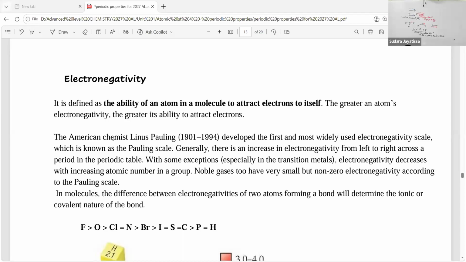Generally, there is an increase in electronegativity from left to right across a period in the periodic table, with some exceptions, especially in the transition metals. We are not going to discuss those exceptions, don't worry. And electronegativity decreases with increasing atomic number, that means downward the group. Shall we underline that and say downward the group? Increasing atomic number means downward the group. Otherwise, it will be a bit confusing.